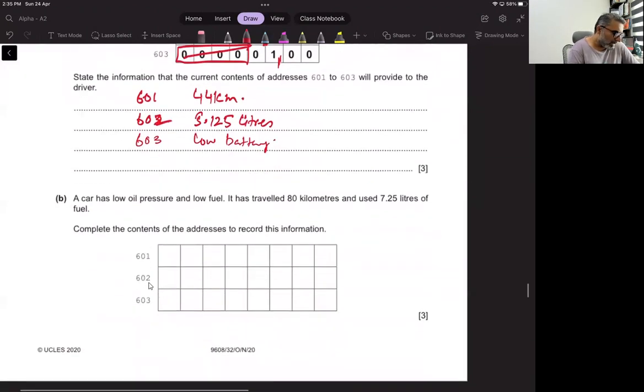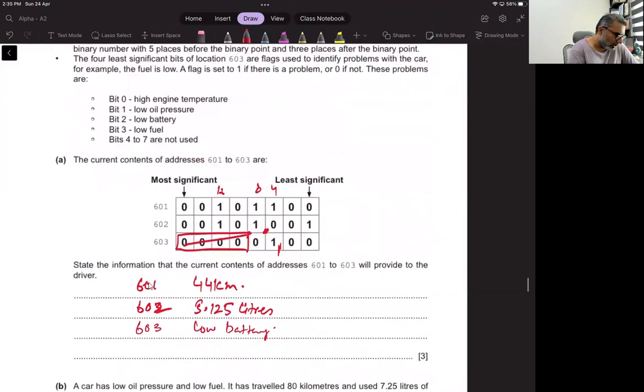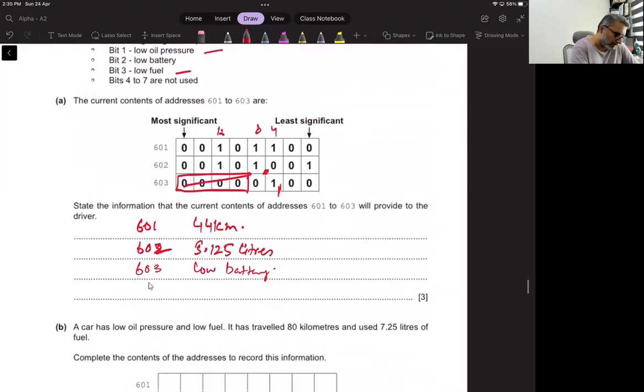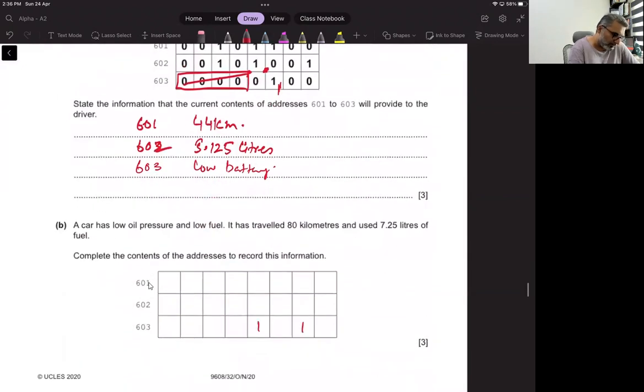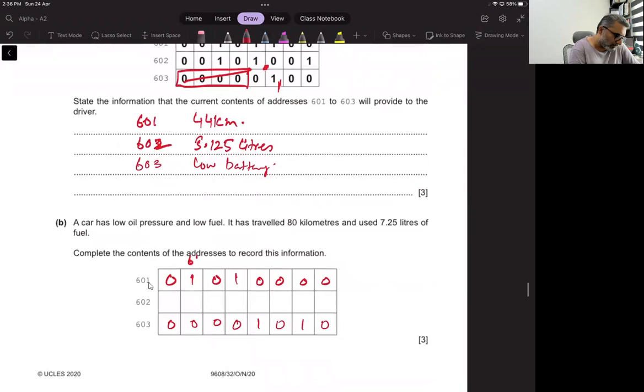Now, a car has low oil pressure and low fuel. So low oil pressure, bit 1, and low fuel, bit 3. So bit 1 and bit 3. It has traveled 80 kilometers. So 80 is 0, 1, 0, 1, 0, 0, 0, 0. So 64 plus 16. So this is 80.